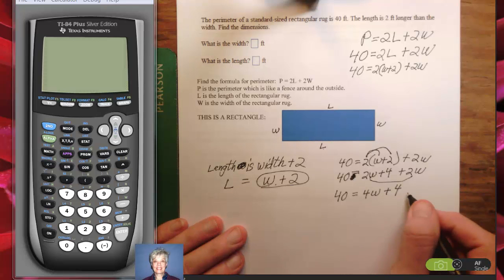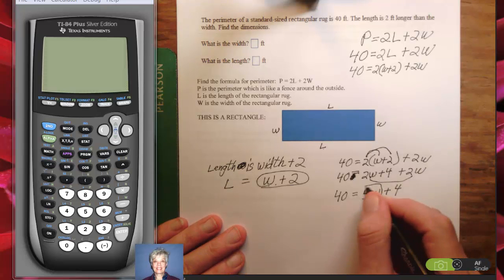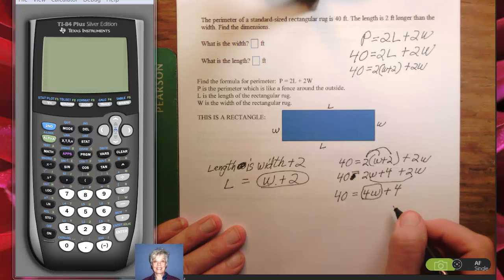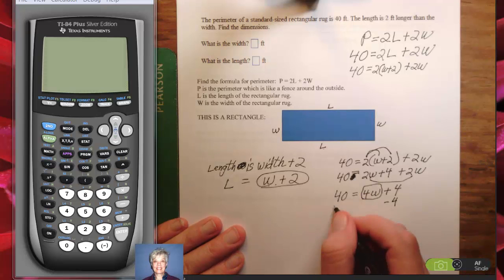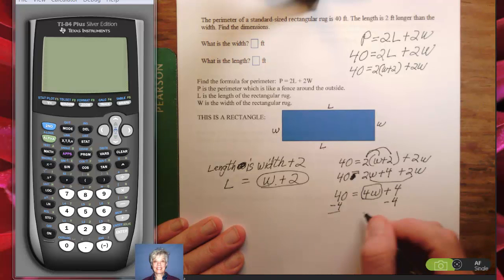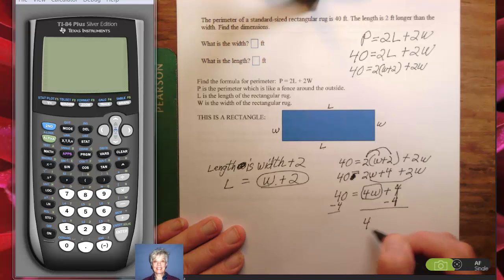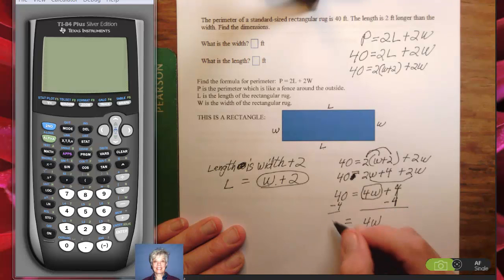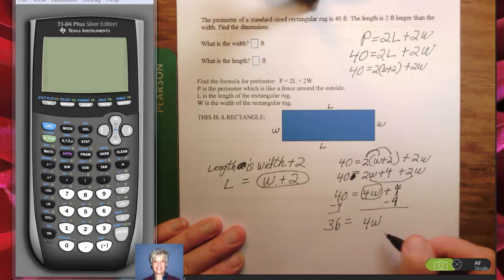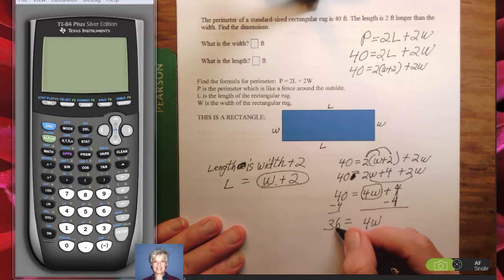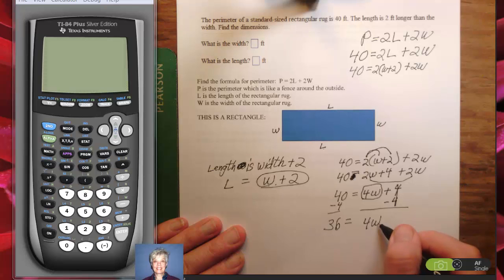All right, so here's my equation. I need to get the W term by itself. So I'm going to subtract 4, which is the same as adding negative 4, from both sides of the equation. Over here, 4 minus 4 is 0. Bring down the 4W. Over here, 40 minus 4 is 36. Now I'm almost done. My equation is 36 equals 4 times W.